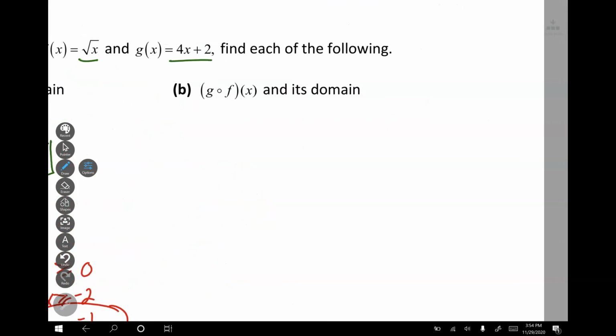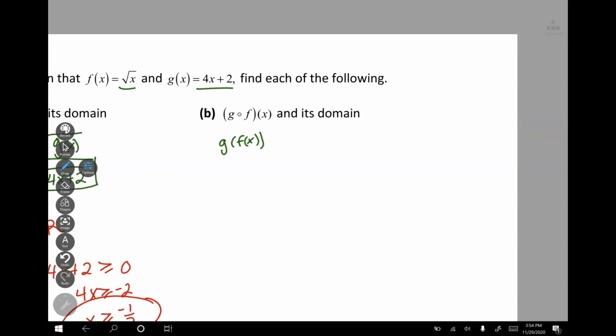Okay, now g of f of x. So we are doing g parentheses f of x. I prefer it written like that. It's a little more clear, but they mean the same thing. Okay, so we're plugging f into g.